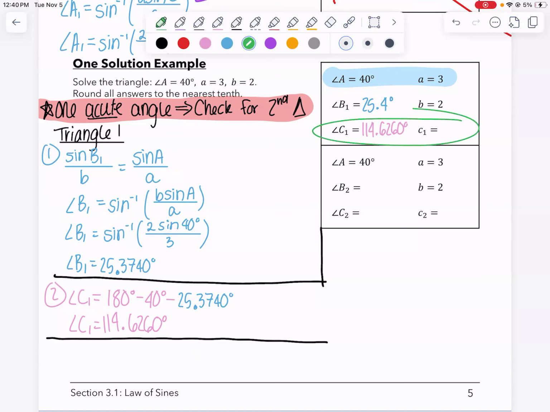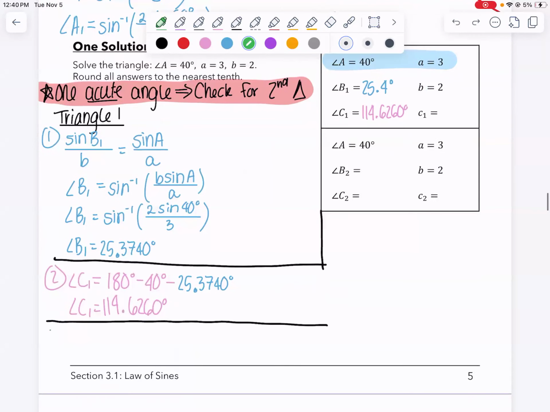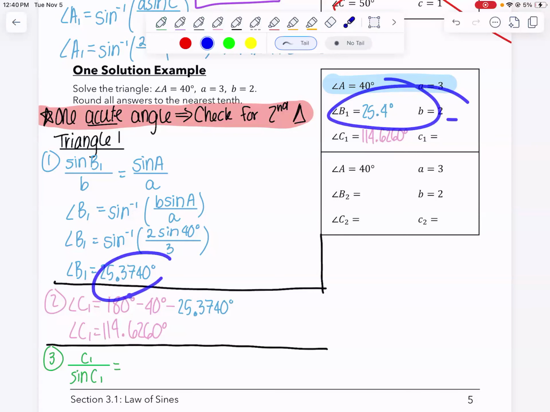We now have enough information to solve for side C1. By the way, you might get down to this point and say, can't I use Pythagorean theorem to solve for C1? And I want to remind you that Pythagorean theorem is only used in the cases of right triangles, of which this is not a right triangle. So we're solving for side C1. So C1 over sine of C1 is equal to, you could use B, but you would need to use the unrounded number for B.